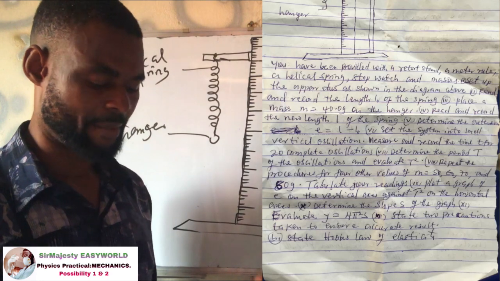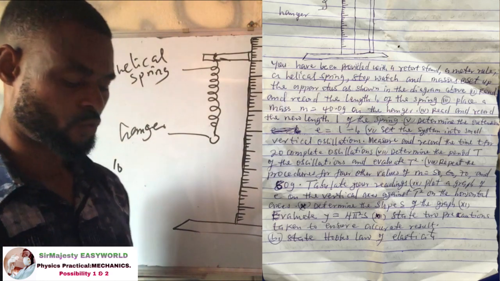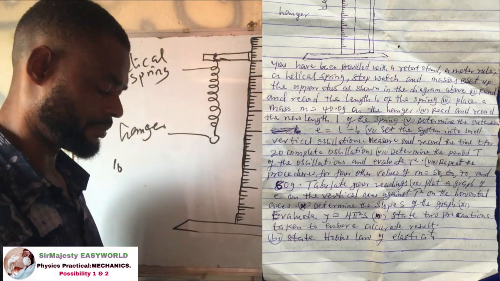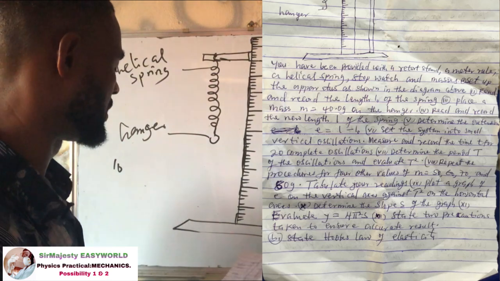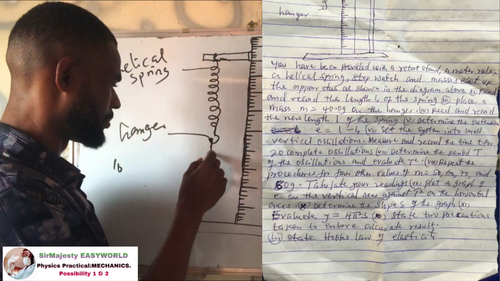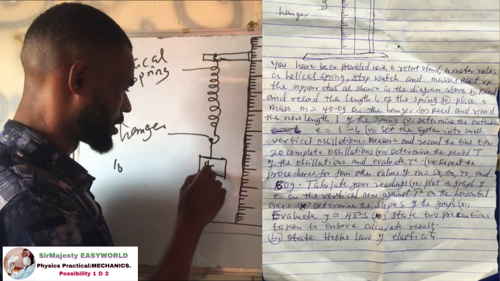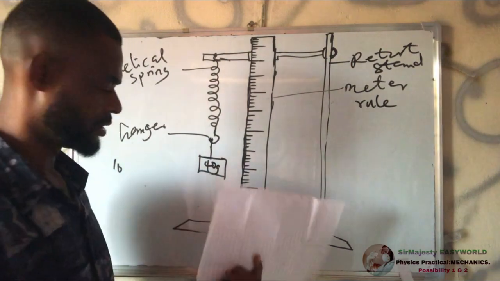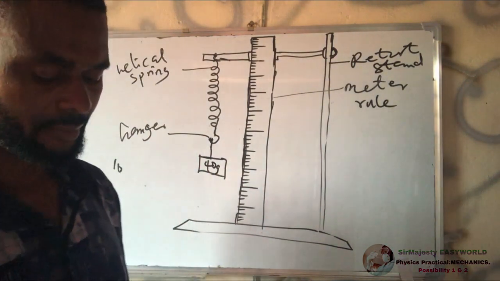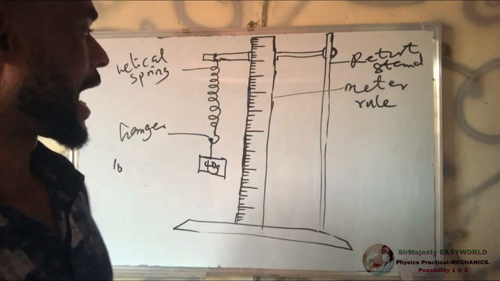Place a mass M equal to 40 gram on the hanger. That is here. Place a mass of 40 gram on the hanger here. Then read and record the new length L.